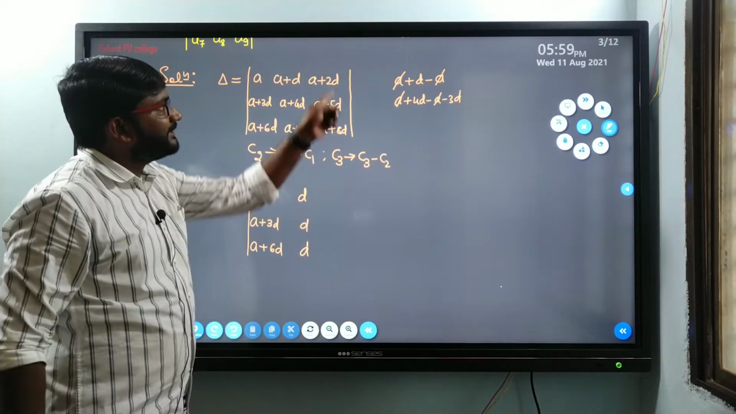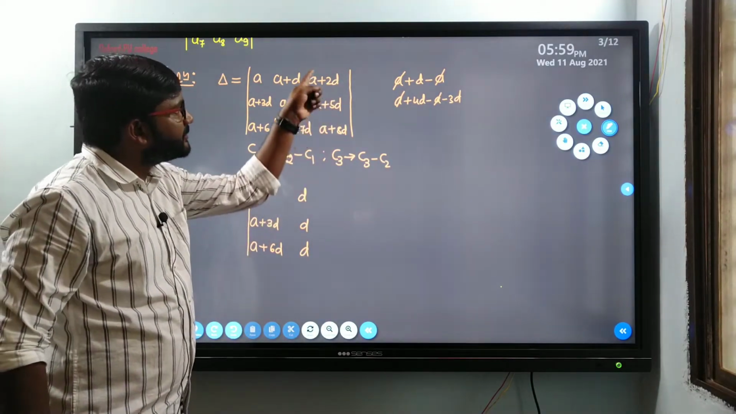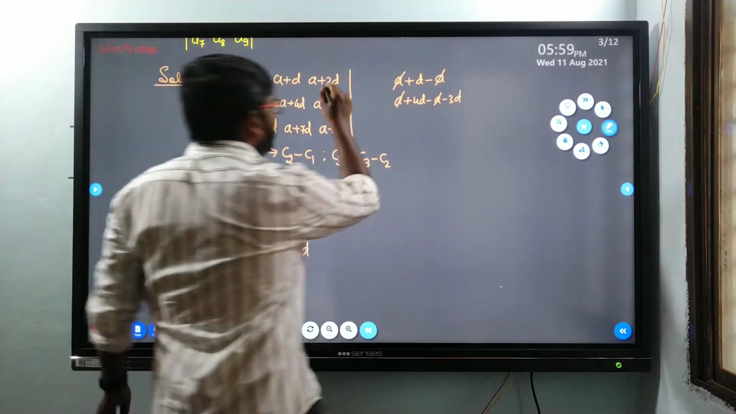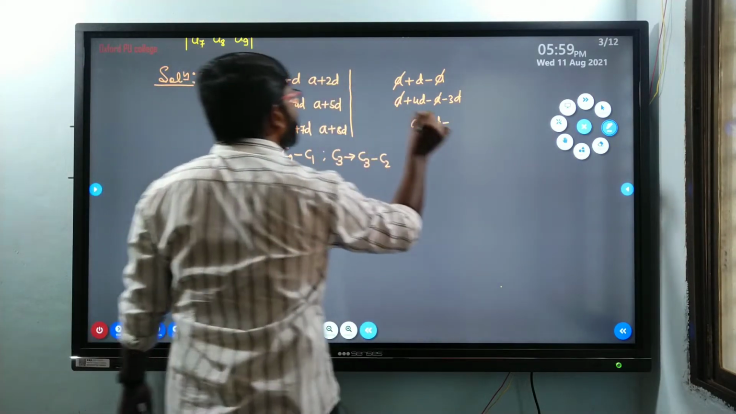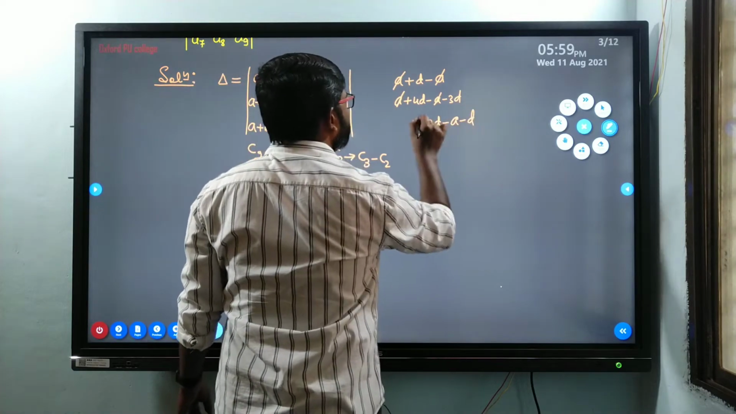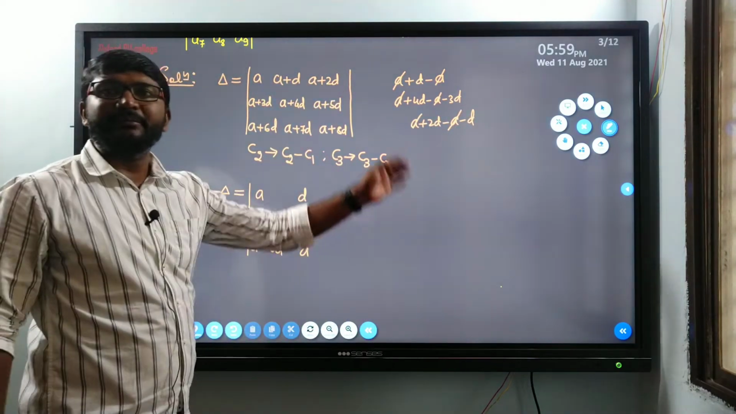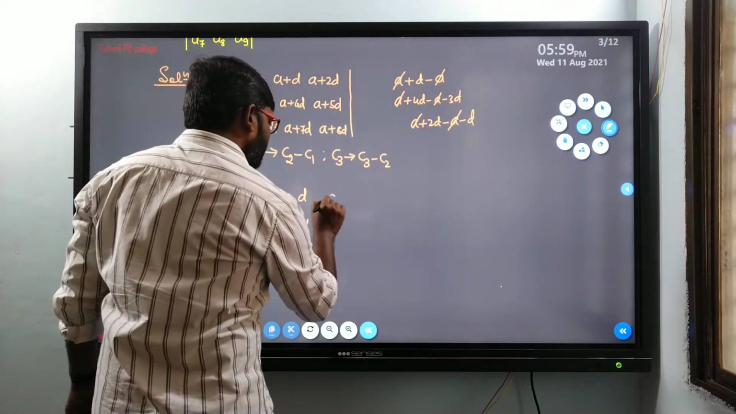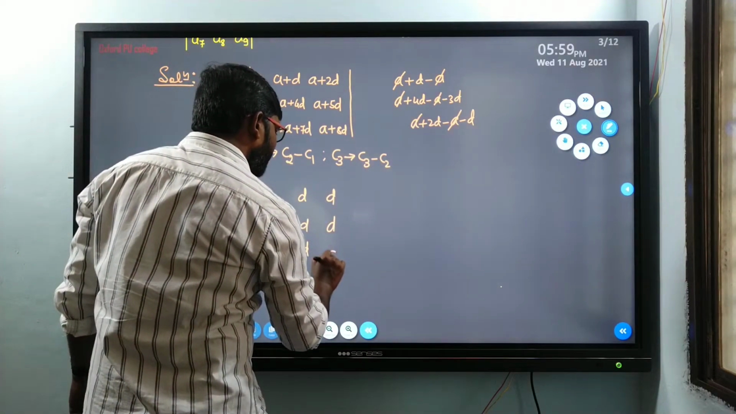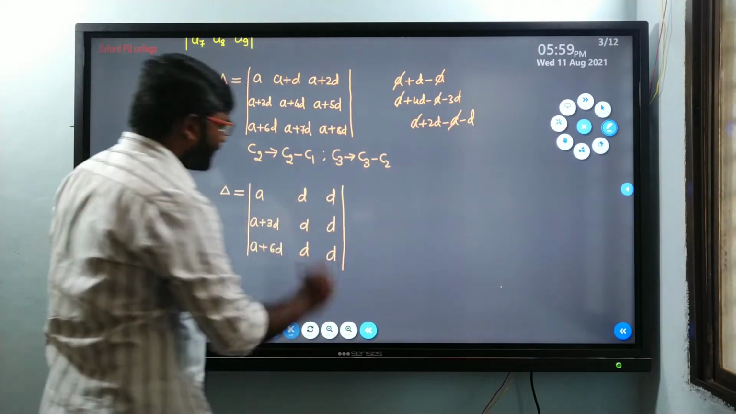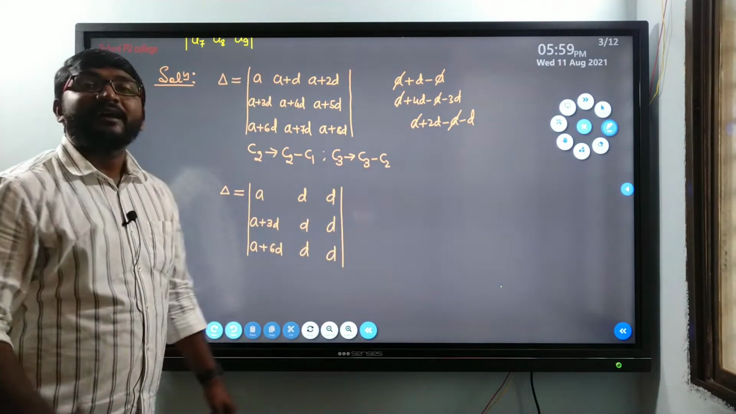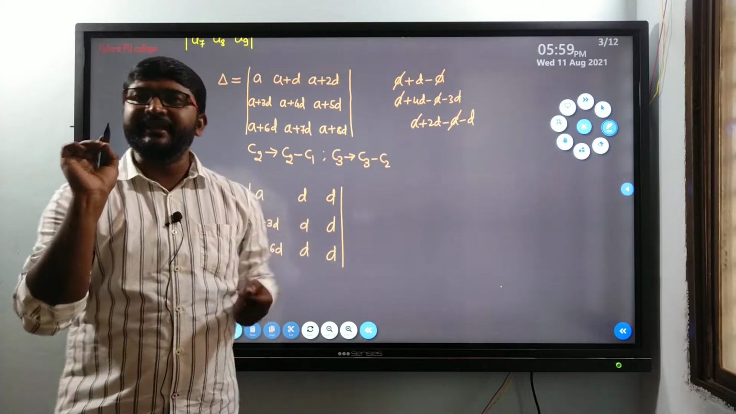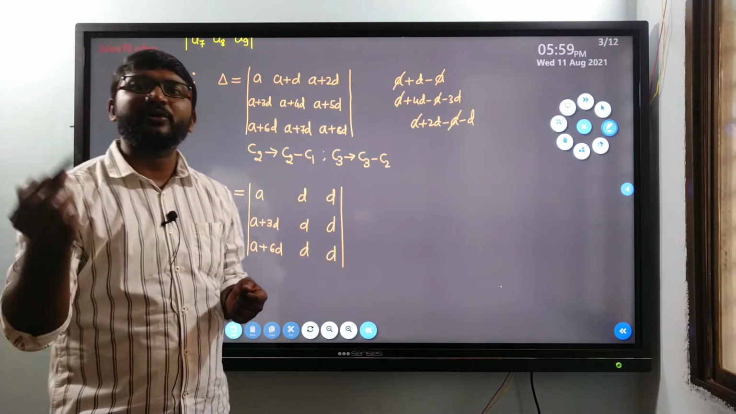Now C3, this is C3 now. C3 changes to C3 minus C2. So A plus 2D, then minus A minus D. So plus A minus A gets cancelled, again 2D minus D, it is D. So all these elements become D now. So observe one thing, here C2 and C3 are identical. That means we have the same elements in column 2 as well as column 3.